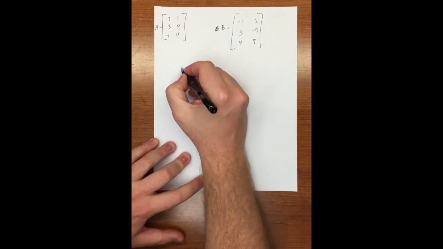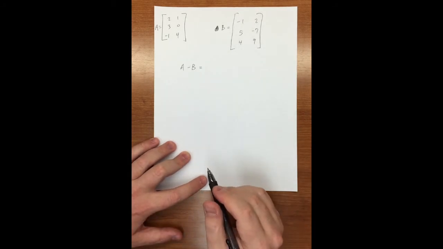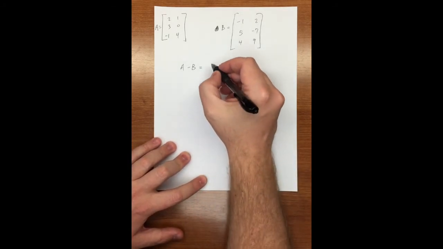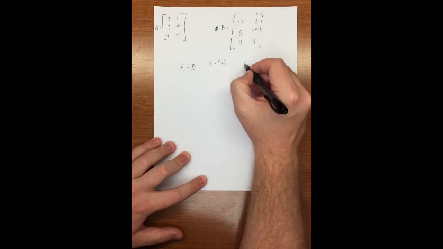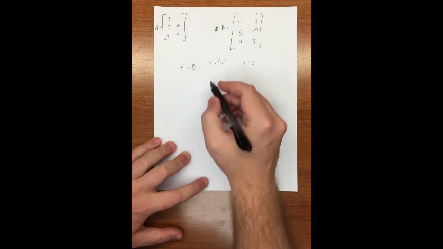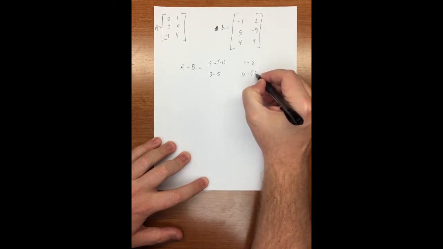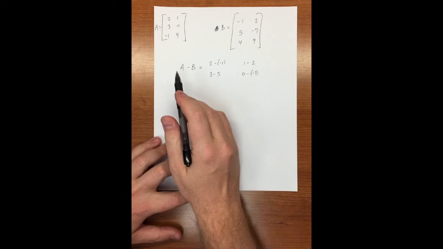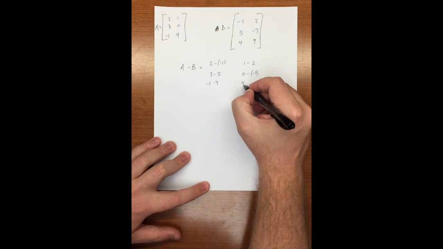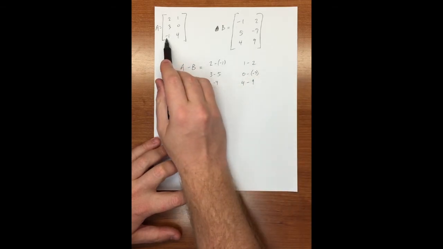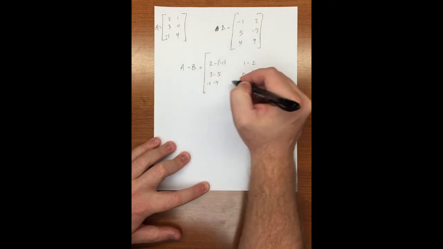When we subtract A minus B, we're going to do this in exactly the same way as we added, but instead of adding the components, we are going to subtract the components. So we're going to have 2 minus a -1. We're going to have 1 minus 2 up in the top right. We're going to have 3 minus 5. We're going to have 0 minus a -7. So we could have these double negatives going on. We've got to be careful about that. So -1 minus 4, and then 4 minus 9. And so here is our new matrix.